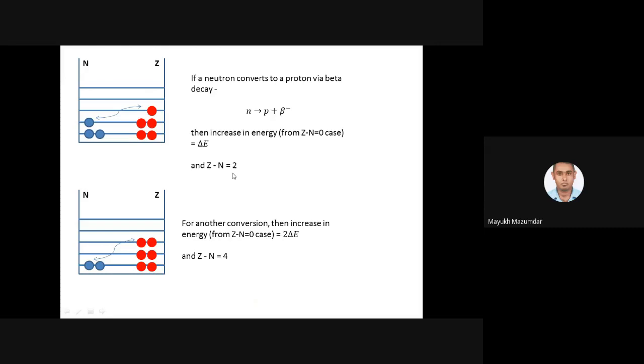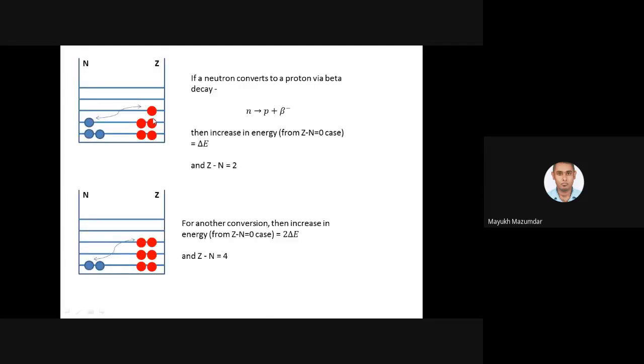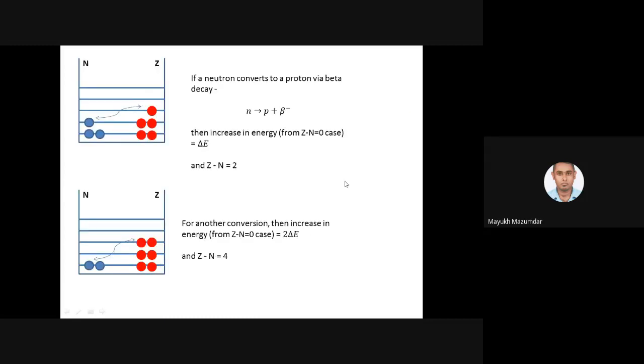Are you getting it? Yes, sir. More importantly, now one more proton is in the state and there is an additional increase of delta E energy. Why? Because of this, it has been promoted to a higher state and the gap is delta E. Clear?